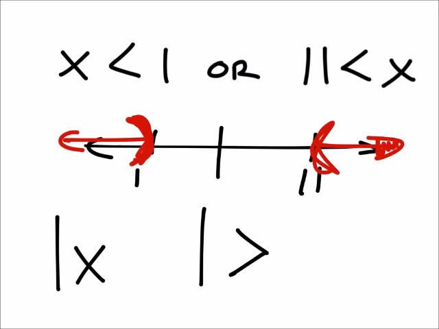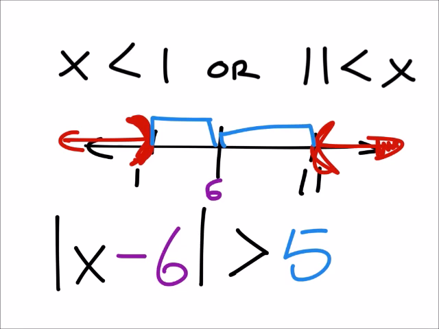So now we've got to find the midpoint of this, and these two are 10 away, so it looks like the middle of these two is 6. And I think that is the number we subtract from x. We'll double check this one just to make sure. And then however far 1 and 11 are away from 6 is the number that goes right here.